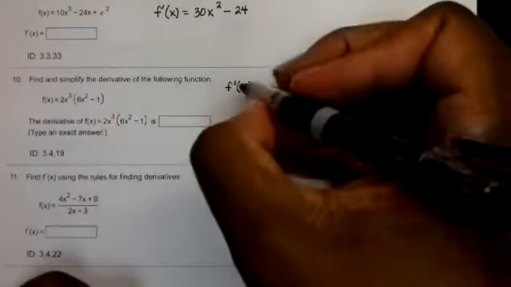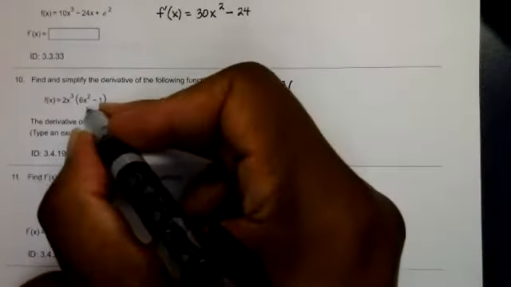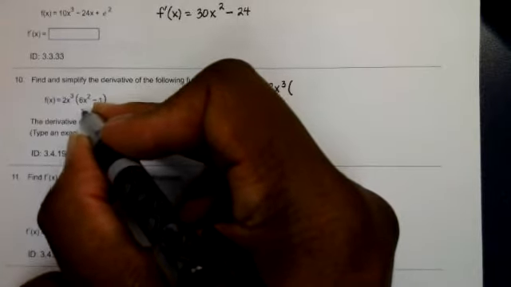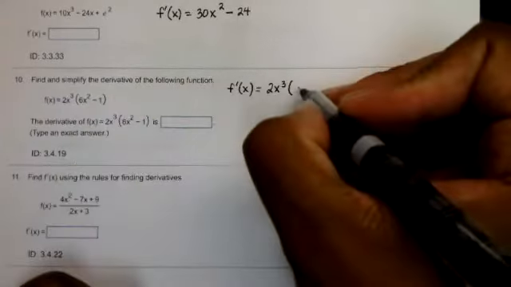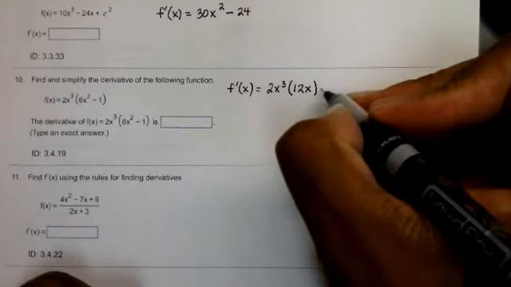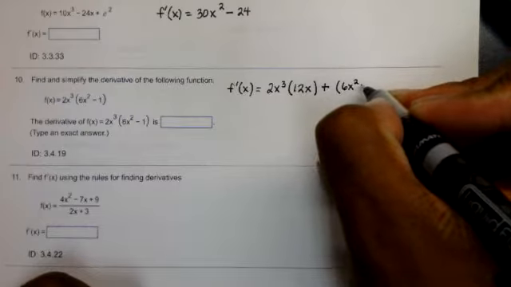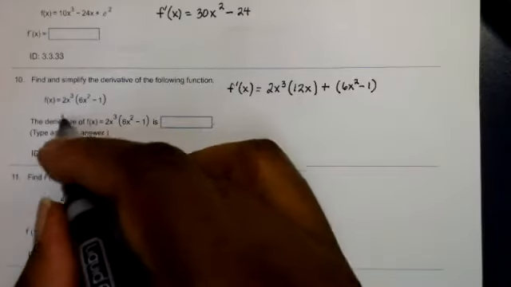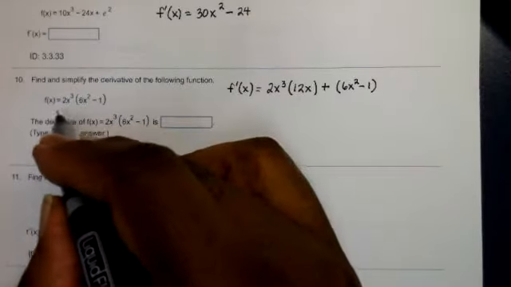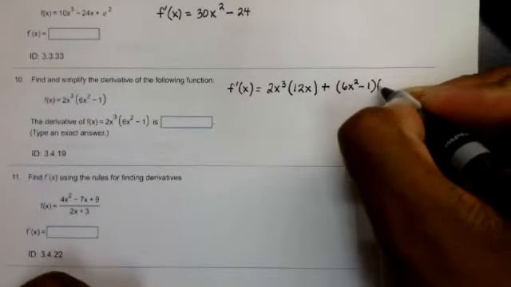The first term is 2x cubed. We copy the first term times the derivative of the second term. The derivative of 6x squared minus 1 would be 12x, plus the second, which is 6x squared minus 1, times the derivative of the first. The derivative of 2x cubed would be 6x squared.